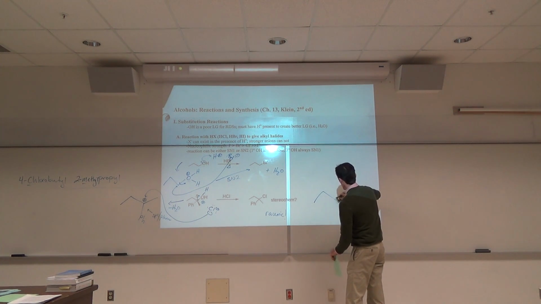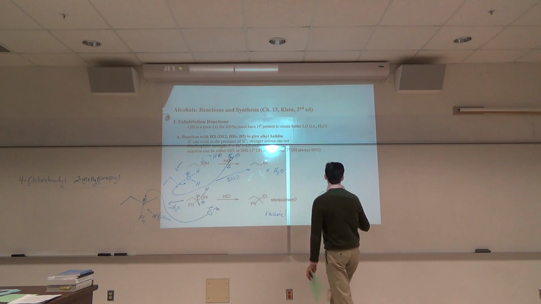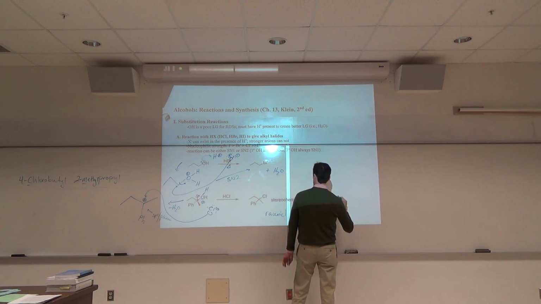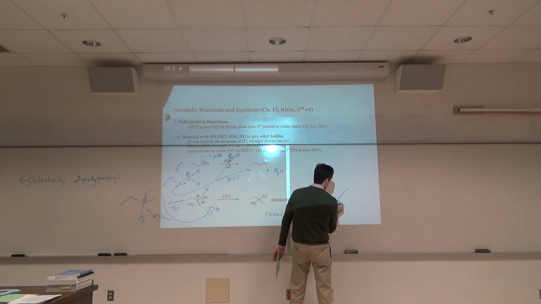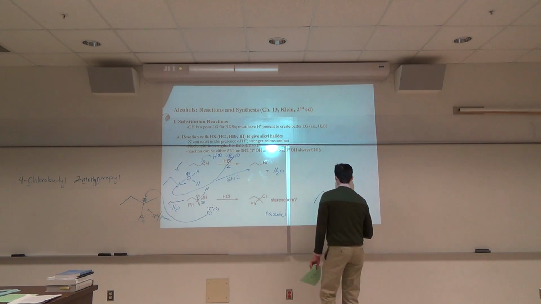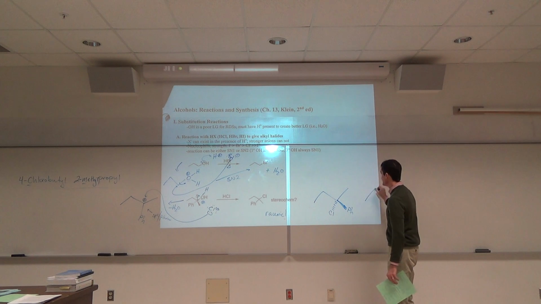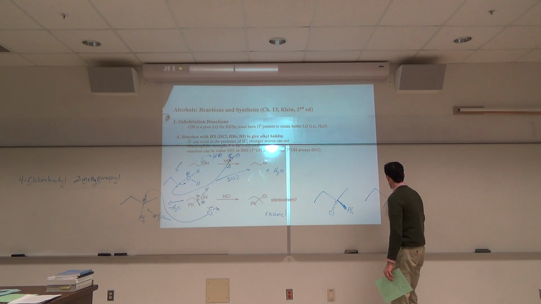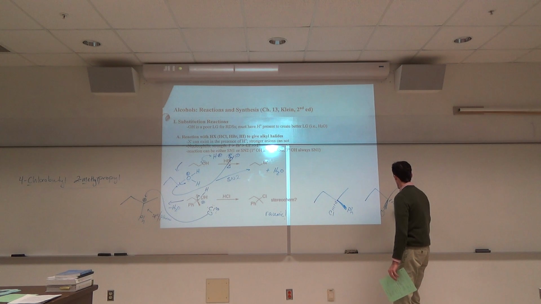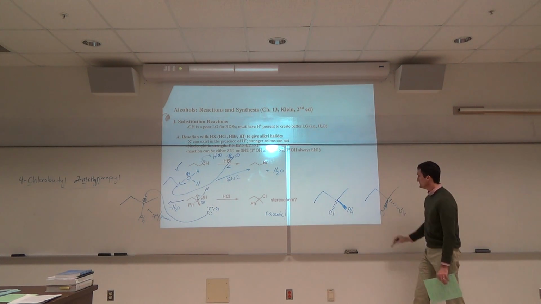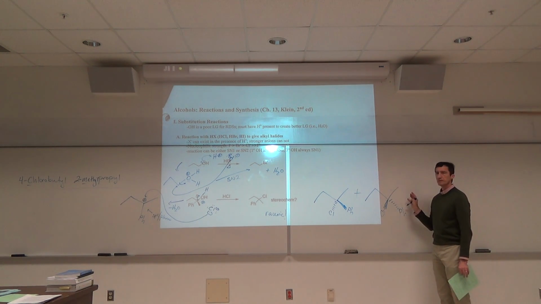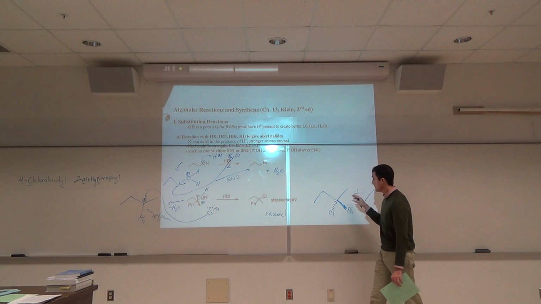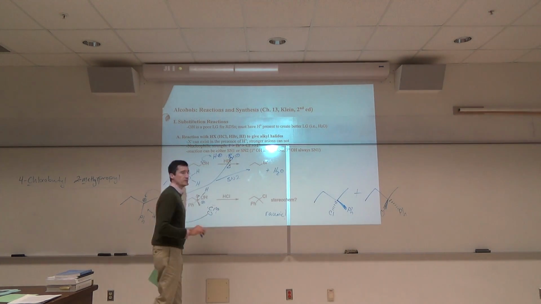I mean, you can draw it with the chlorine coming in different ways. That's where the chlorine came in from the back. And that's where it came in from the front. Now you can draw these in various ways, but basically you want to have R and S. I don't know which is R, which is S. That's what racemic means, right?